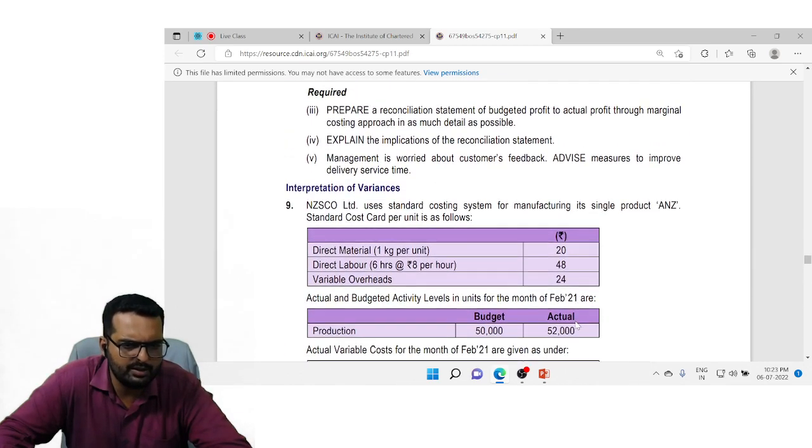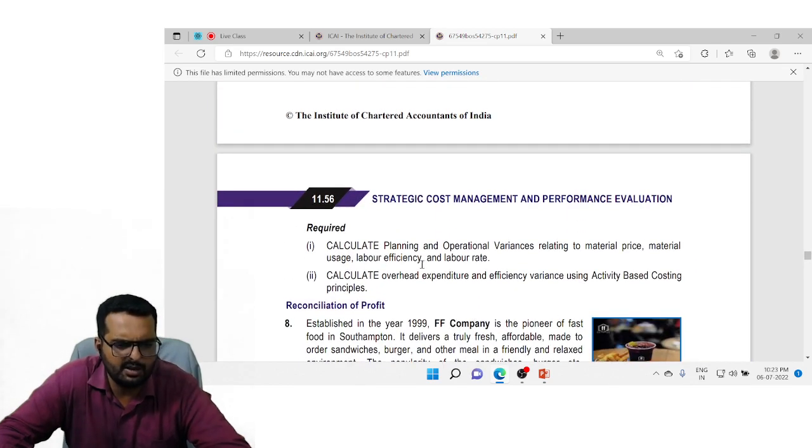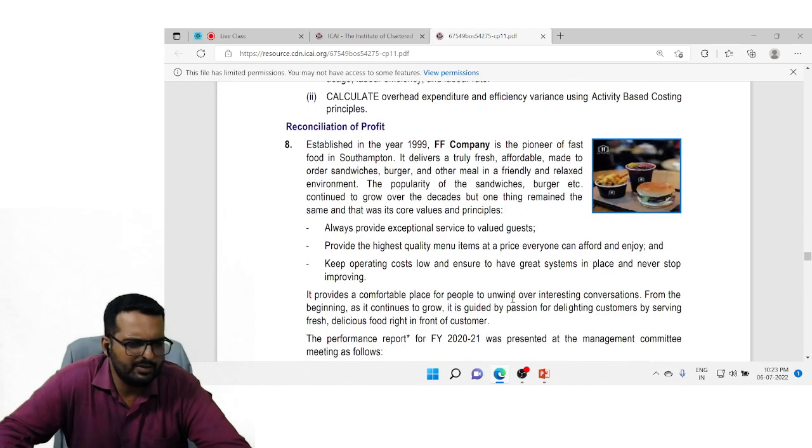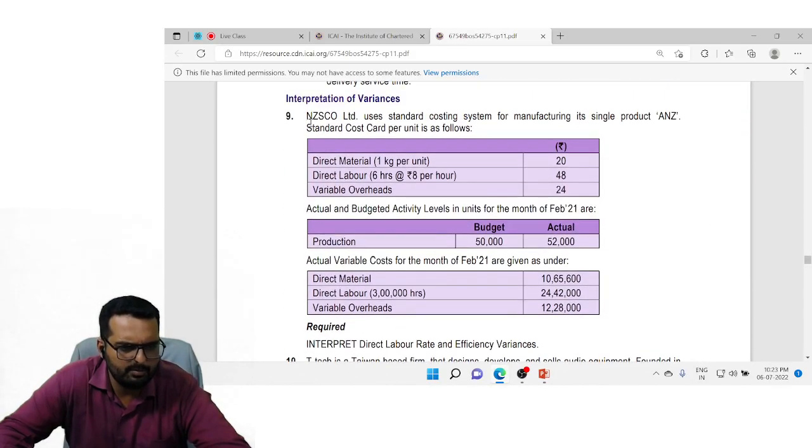If there is a requirement with the cost impact, then yes, you can always elaborate and write it down. Now here, this is the question that we did. They're asking to calculate the planning and operation variances, and calculate the overhead and expenditure variance. That's all they are asking. They are not asking anything else. But textbooks will always write some extra blah blah blah. Don't bother about that. Friends, have we done this problem? Yes or no? We have done it already? Wonderful. So this is also done.